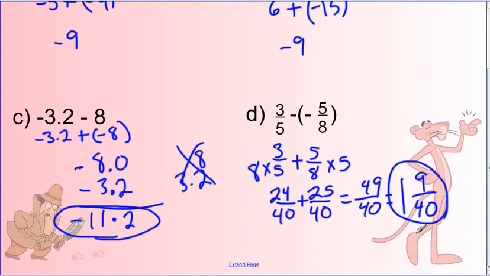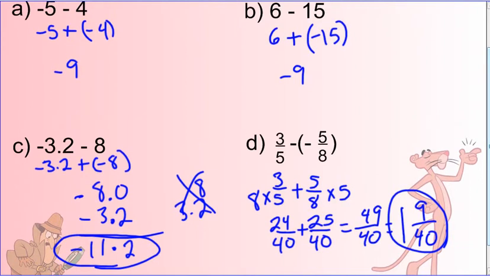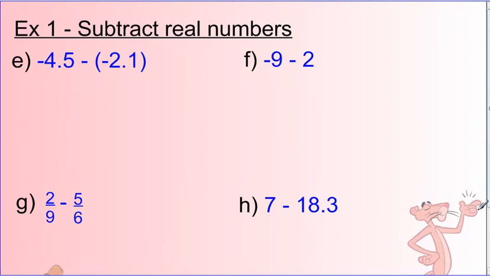All right. So we've done 4 examples here. I have 4 examples for you to try. Please do letters E, F, G, H right now in your papers. Pause the video, do the problems. When you're ready to continue, hit play, and we'll go through it together.